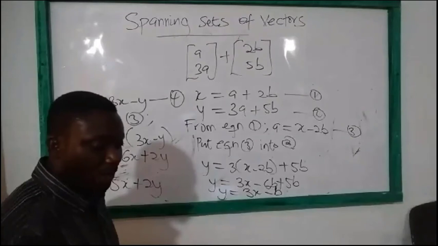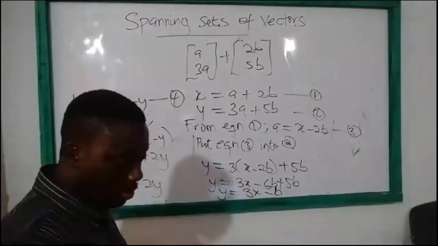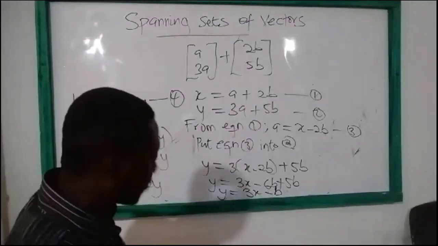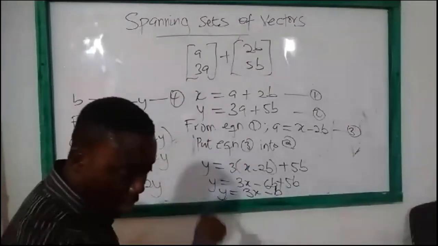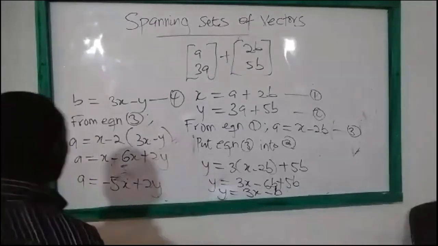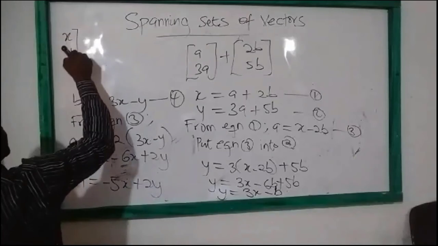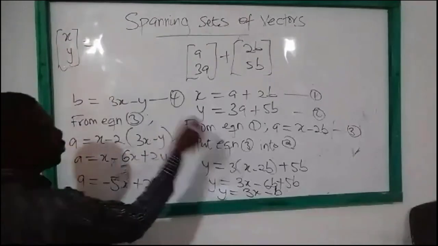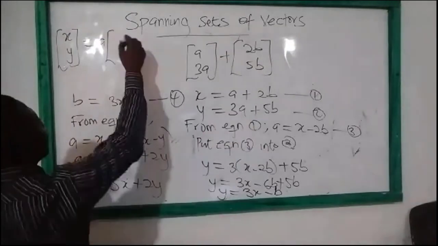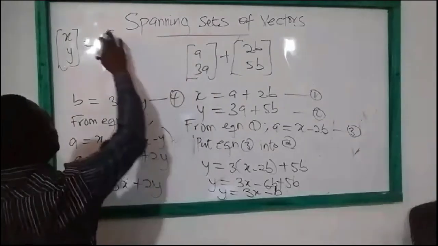So we have gotten our unknowns. All that we are interested in is getting our unknowns, which are A and B. And we have already gotten that. So we go back to the expression that we stated earlier, that X, Y should be equal to A of what? Or we can even use this one. We can use this one.